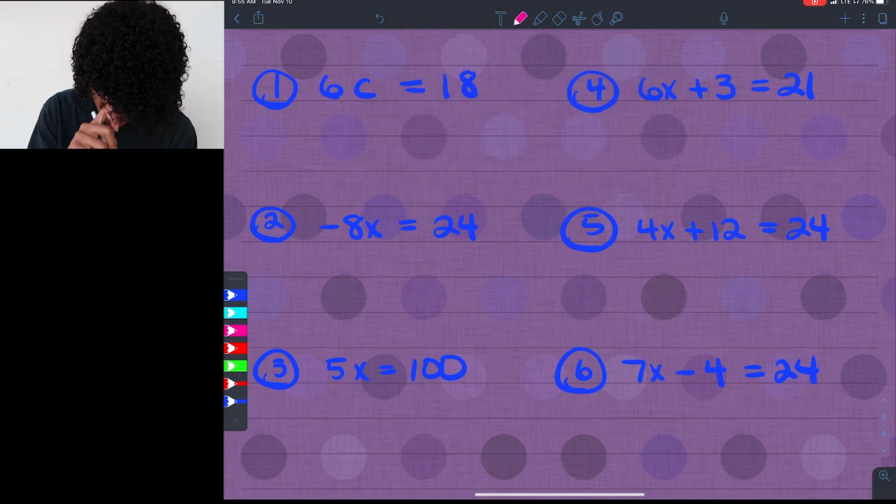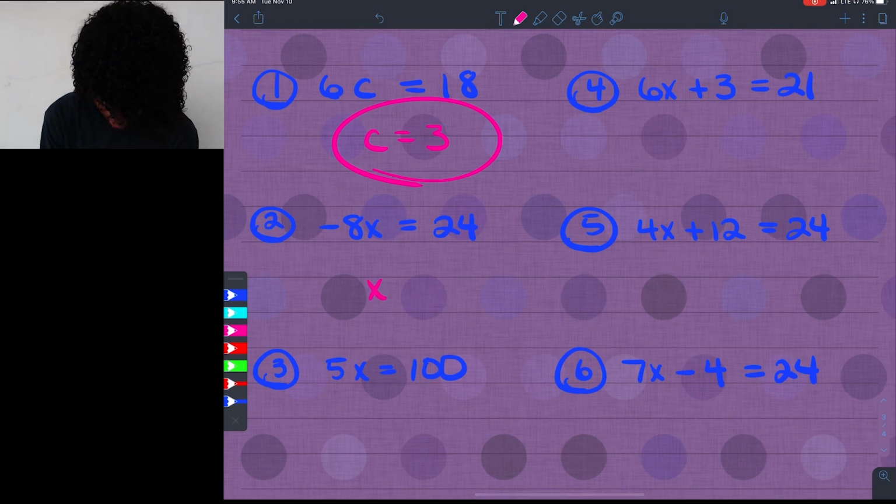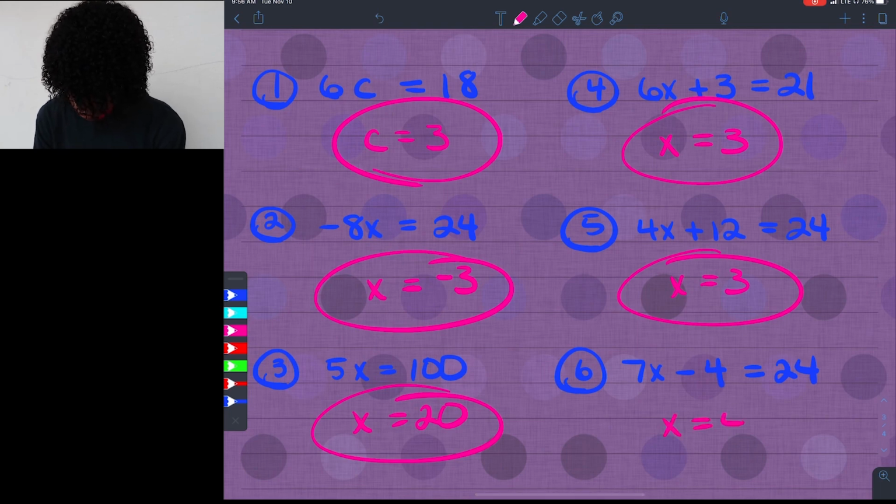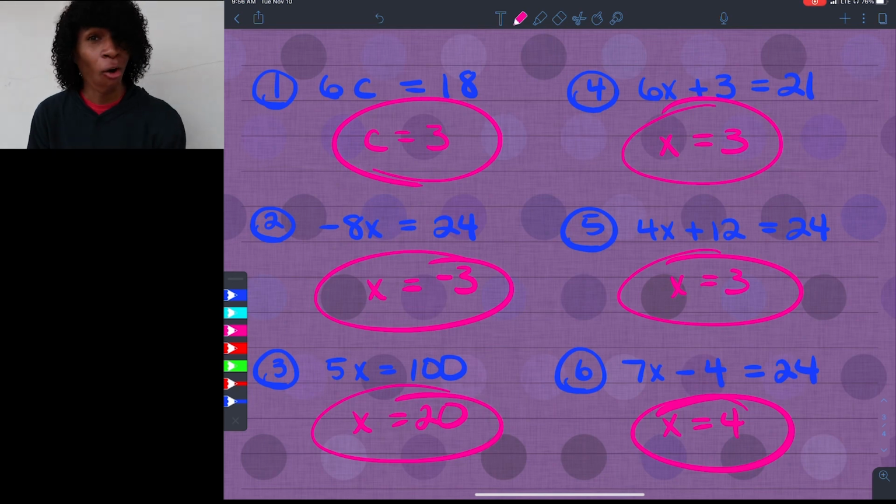All right, your answer to number 1 is going to be C equals 3. Your answer for number 2 is going to be x equals negative 3. Your answer for number 3 is going to be x equals 20. Your answer for number 4 is going to be x equals 3. Your answer for number 5 is going to be x equals 3. Sorry, I didn't circle these. And then your answer for number 6 is going to be x equals 4. All right? Hopefully you got all those.